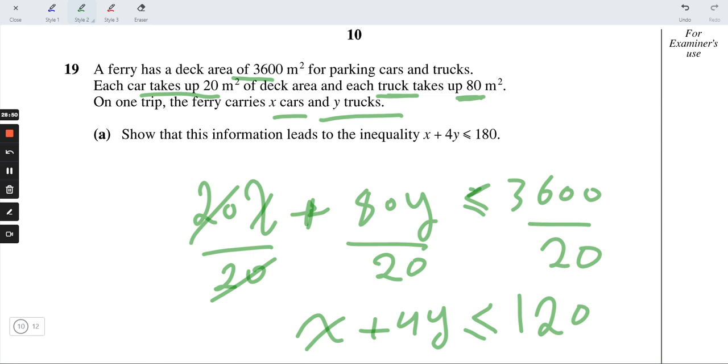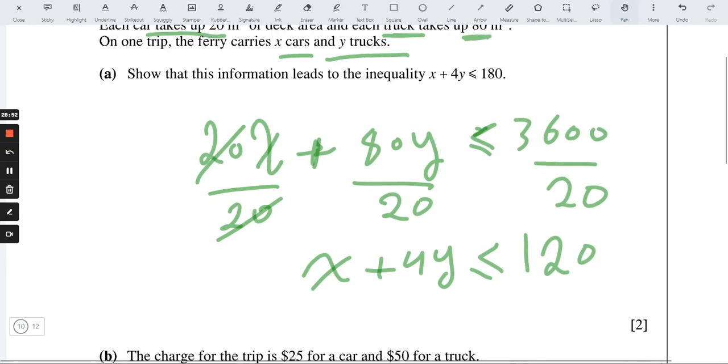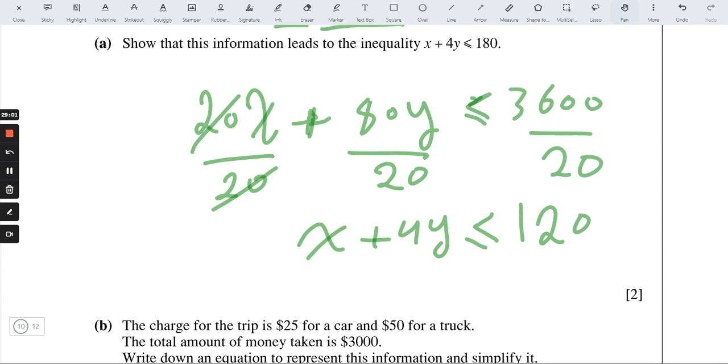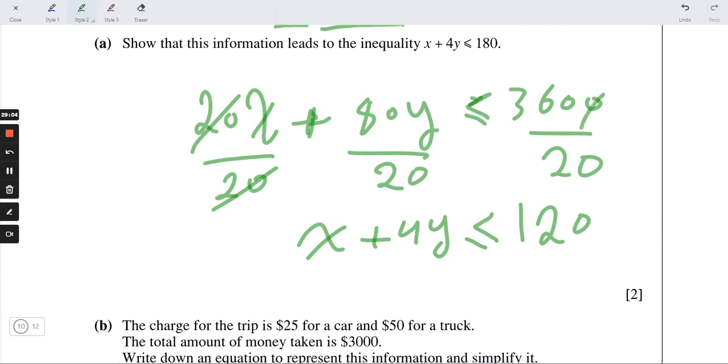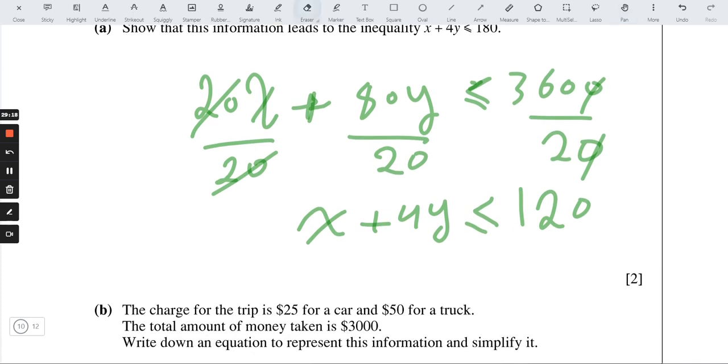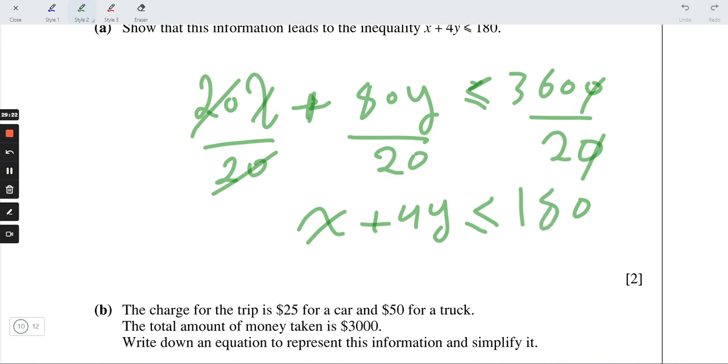Okay, so this is part A. Now part B. Zero with 0 will be cancelled. 180, sorry.